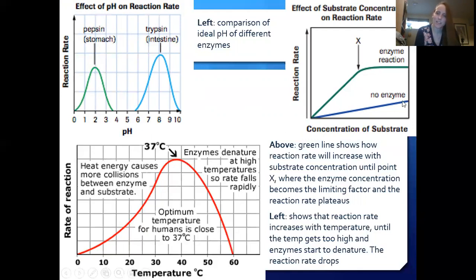This one up here is showing the effect of substrate concentration. So the higher the substrate concentration, the higher the reaction rate. So you have this increase of reaction rate as the substrate concentration increases up until it plateaus. That is where the enzyme is working its absolute fastest. And then with temperature, you also have an increase of reaction rate as the temperature increases up until you hit the point that the enzyme starts to denature, and then it drops off as the enzyme stops functioning.